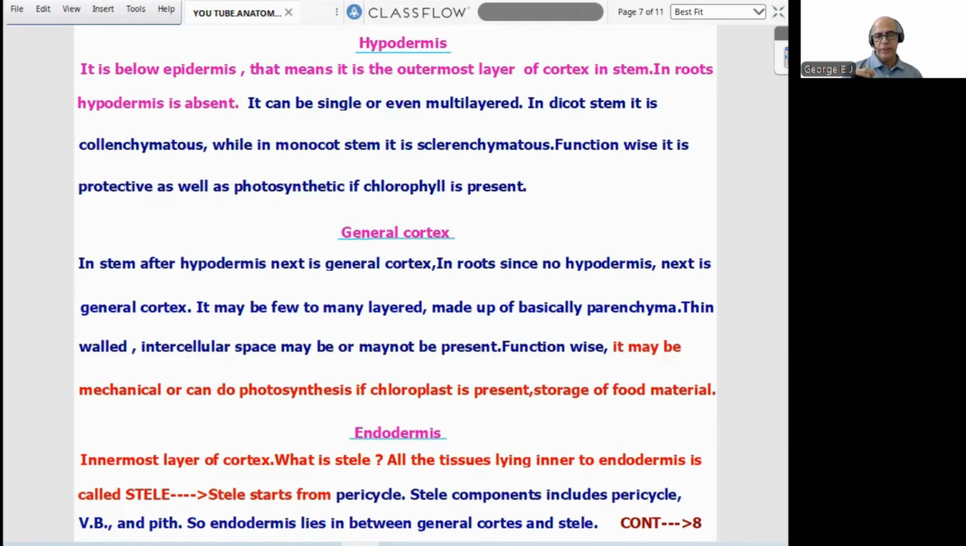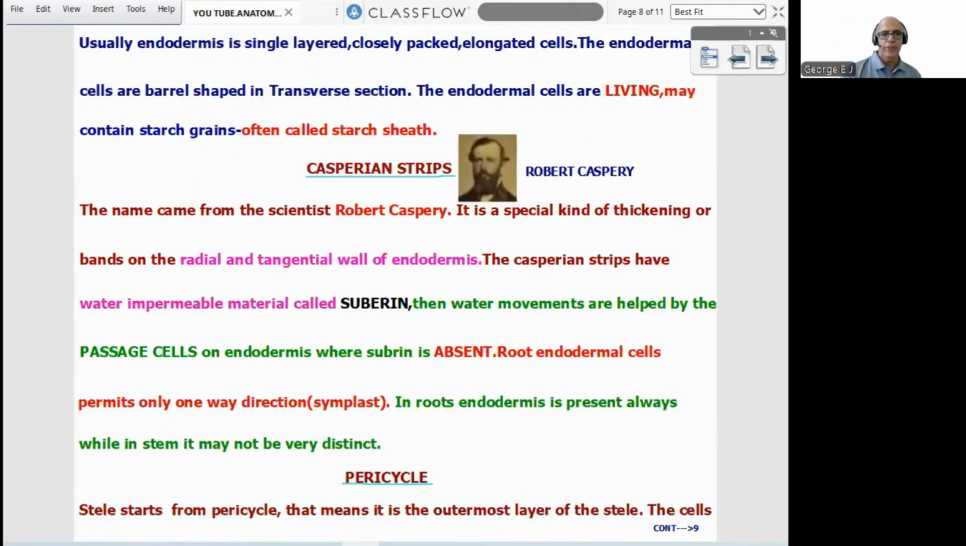We will learn about the pericycle after this. Stele components include pericycle, vascular bundle, and pith. So the endodermis lies in between the general cortex and the stele. Now we'll continue with the endodermis because some important aspects are there.